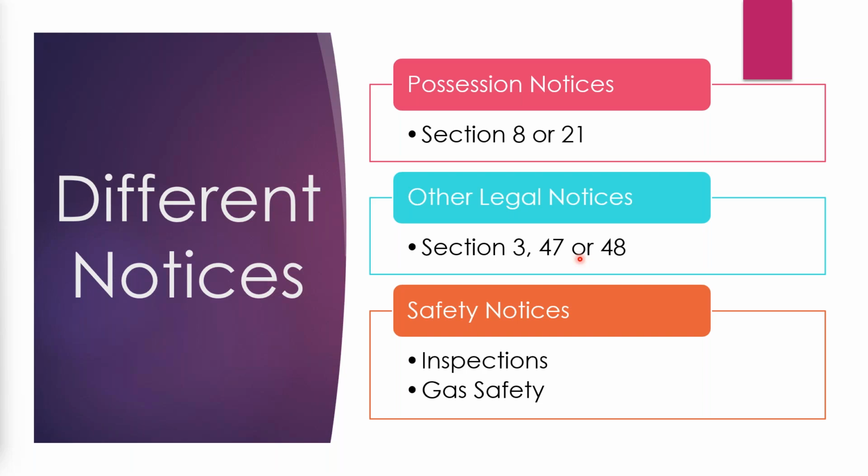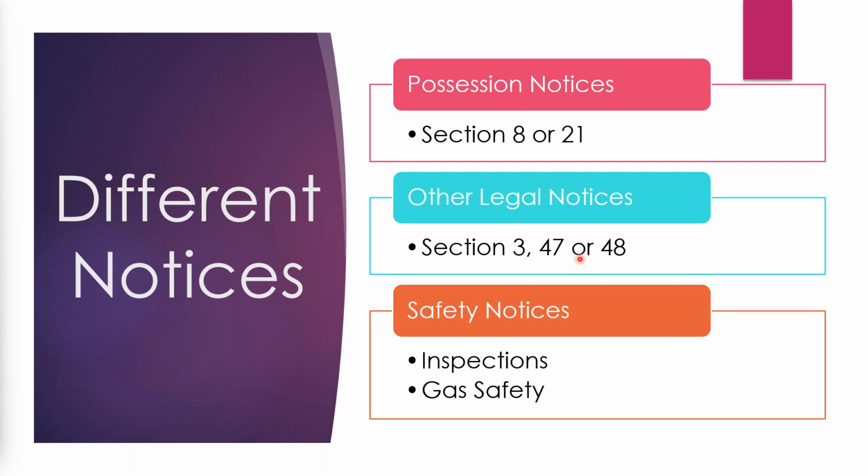So a Section 3 notice is a change of landlord. So if the landlord has changed, or the owner has changed, then you may need to serve a Section 3 upon the tenant to say, by the way, there's a change of landlord, and this is where you serve your notice.